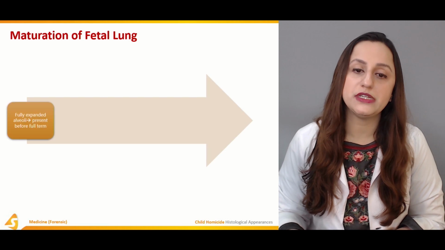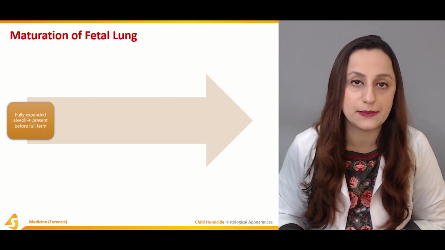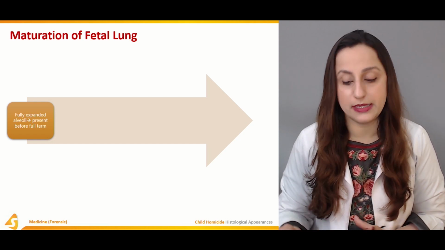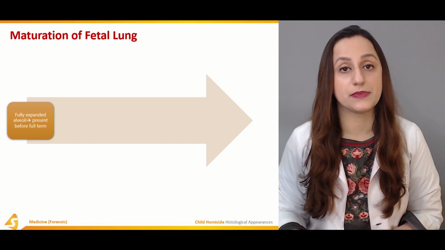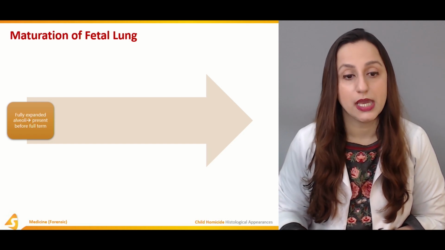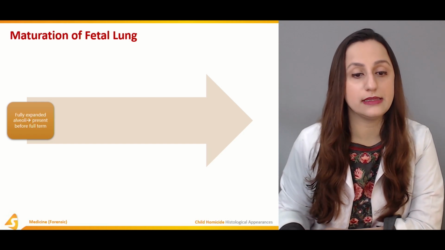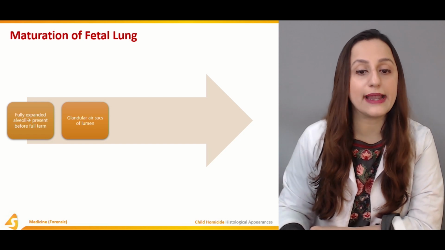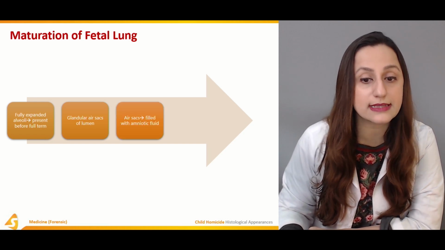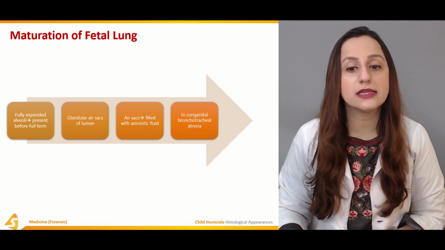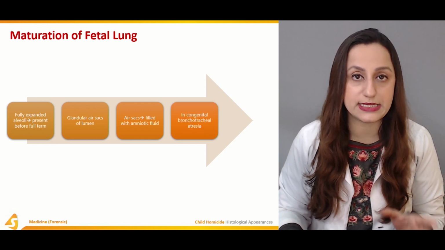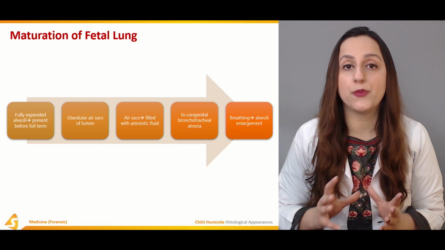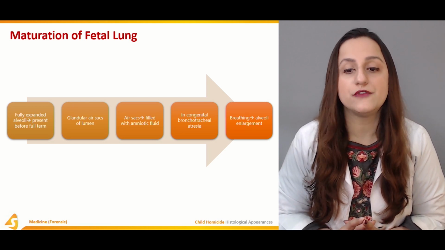And the maturation of the fetal lung has to be also established by the chemical pathologist just to determine whether the age of viability was attained by the infant or the neonate or not. If there are fully expanded alveoli, it represents full-term birth. And then if we have the glandular air sacs of the lumen, the air sacs are filled with amniotic fluid, and congenital bronchotracheal atresias are another phenomenon that can occur and that is going to point towards the maturation of the fetal lung.